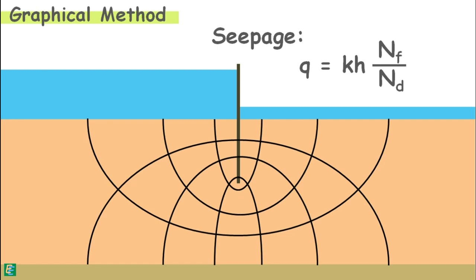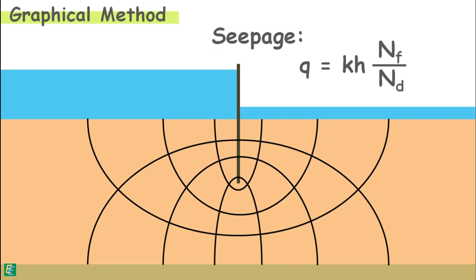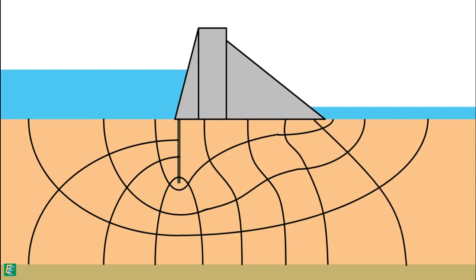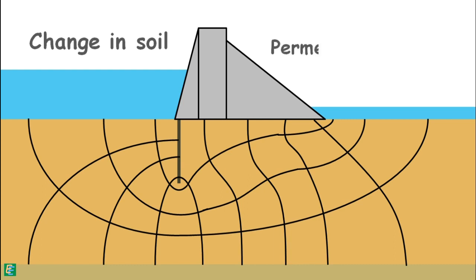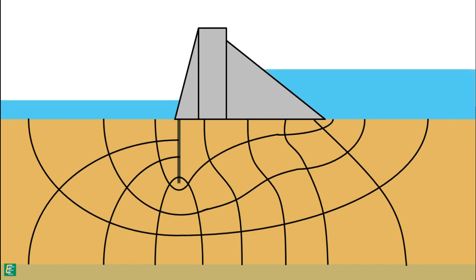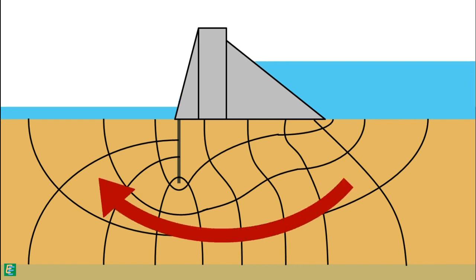We know that for a given set of boundary conditions, the flow net is unique. It is dependent on the boundary conditions. If boundary conditions change, the flow net will also change. But if we change the soil in which the water is flowing, the flow net will not change. Only the permeability of the soil, K, will change. The flow net will also remain unchanged even if the upstream and downstream water levels are reversed. Only the direction of the flow will be reversed.